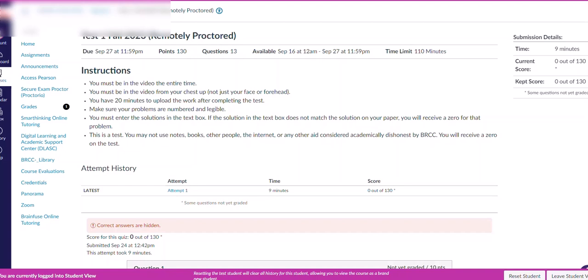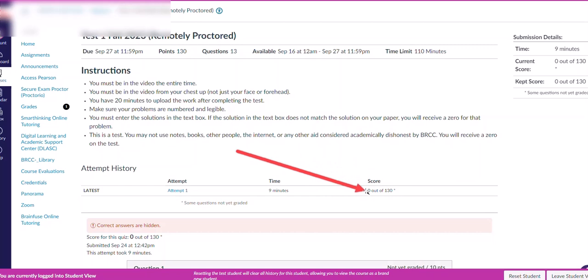Now right here, I don't know if you see this, but let me just show you real quick. It says attempt 1, which you only have one attempt, and it took you 9 minutes. And you're going to see a 0 out of 130. It's a 0 because the computer's not grading this. I am. All right, so don't worry about that 0 here.